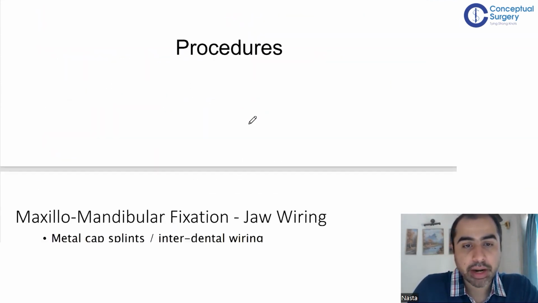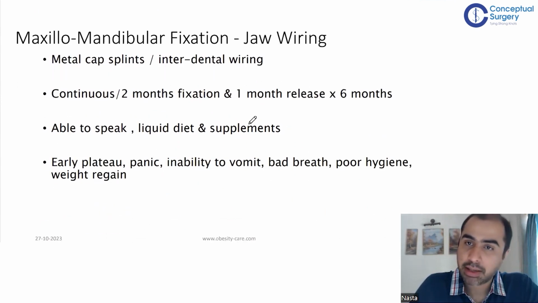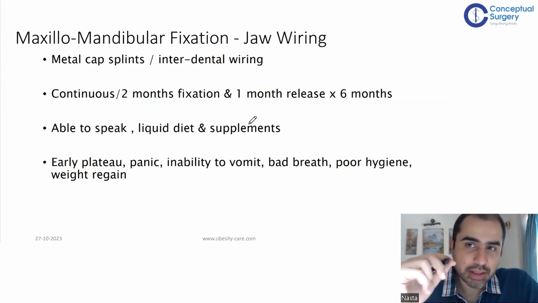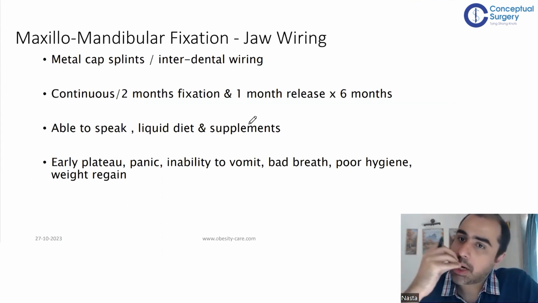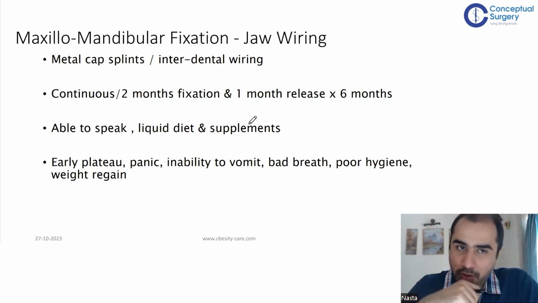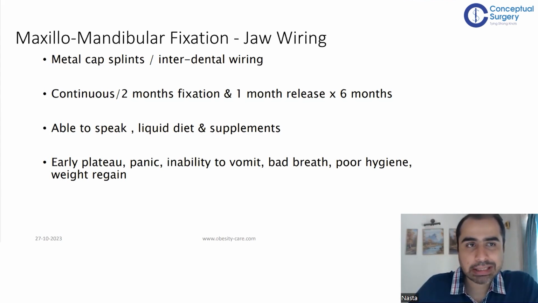was mandibular maxillary wiring. So what they would do is they would wire the upper and lower jaw together such that you can't really open your mouth. If you can't open your mouth, how are you going to eat? This was called interdental wiring. Trust me, this was done some hundreds of years ago.